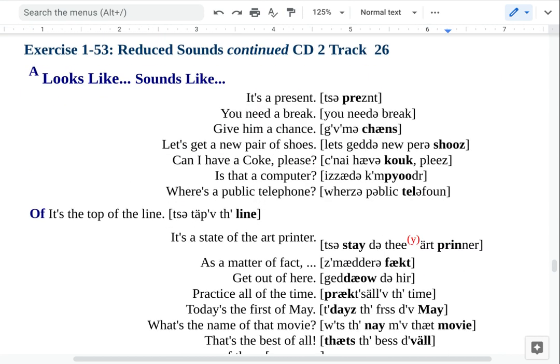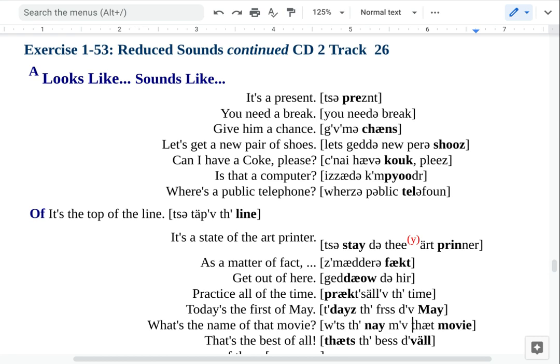It's the top of the line. It's a state-of-the-art printer. As a matter of fact, get out of here. Practice all of the time. Today's the 1st of May. What's the name of that movie? That's the best of all. Of: some of 'em. All of 'em. Most of 'em. None of 'em. Any of 'em. The rest of 'em.